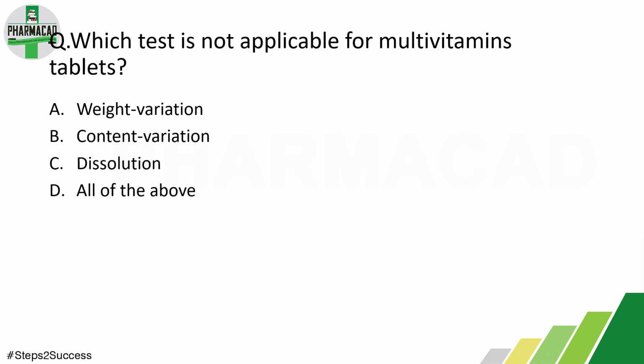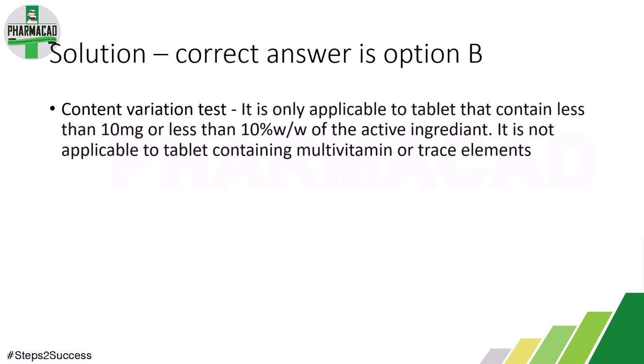Which test is not applicable for multivitamins tablet? Option A, weight variation. Option B, content variation. Option C, dissolution. Option D, all of the above. So the correct answer is option B, content variation. Content variation test, it is only applicable to the tablet that contain less than 10 milligram or less than 10% weight of the active ingredient. It is not applicable for the tablet containing multivitamin or trace element.